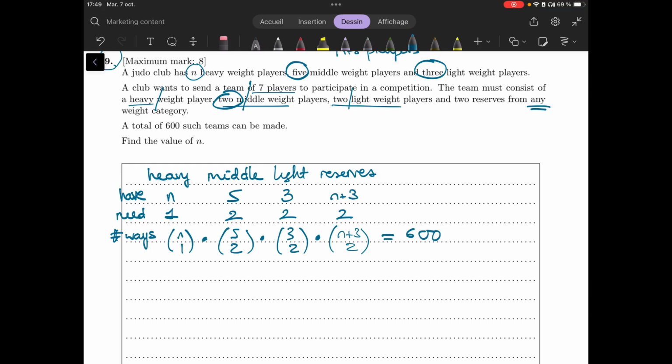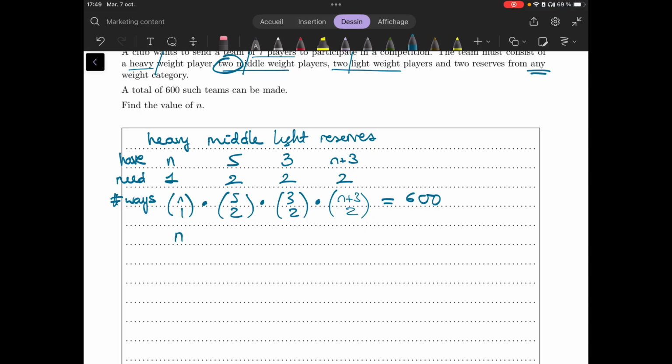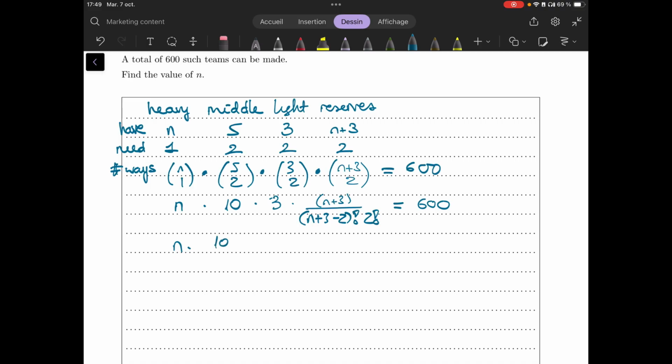This is the start of the algebra part. N chooses 1 is equal to N. 5 chooses 2 is equal to 10. 3 chooses 2 is equal to 3. N plus 3 chooses 2, that is N plus 3 factorial divided by N plus 3 minus 2 factorial times 2 factorial. Okay, N times 10 times 3. N plus 3 factorial divided by n plus 1 factorial.